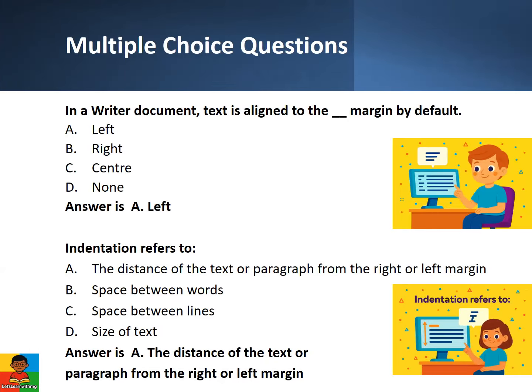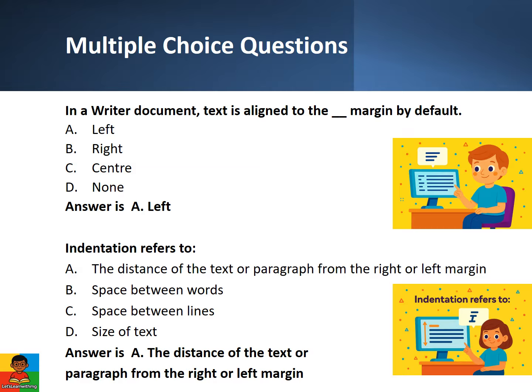Question 5. In a Writer document, text is aligned to the blank margin by default. A. Left. B. Right. C. Center. D. None. The correct answer is A. Left.